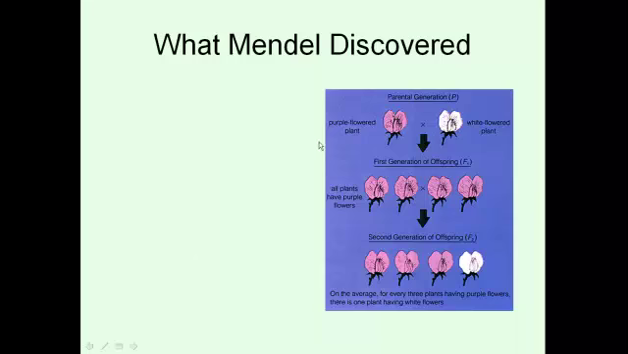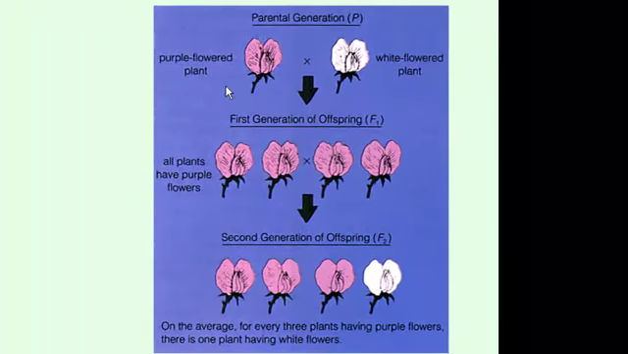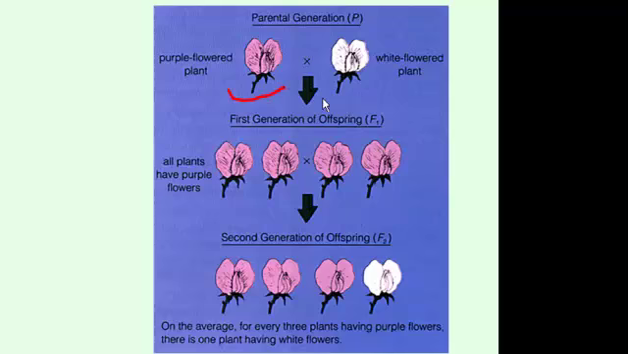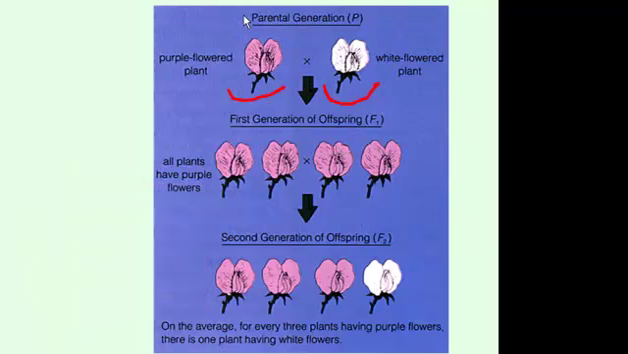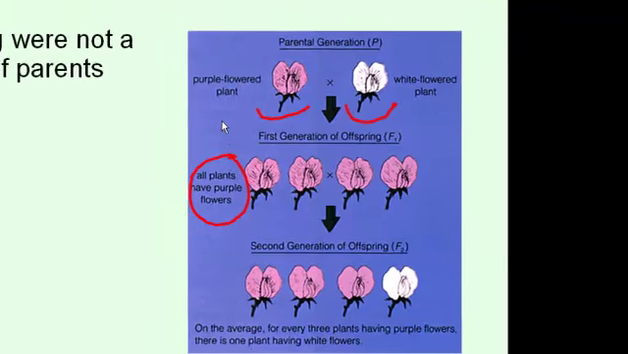So one of the experiments that Mendel did was he took a plant that had purple flowers and he mated it with a plant that had white flowers. Now, according to the theory at the time, if you took purple and white, you would end up with light purple. So that's what he was expecting to see. But when he mated the purple with the white, he got all purple, which seems kind of weird to him. He was expecting a blend.